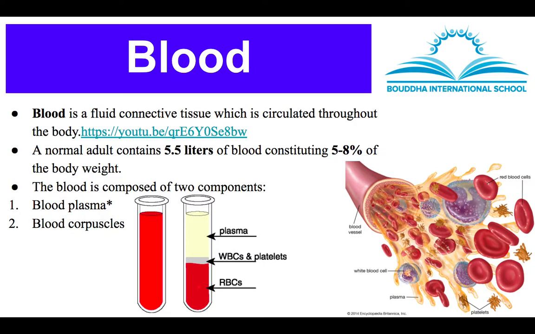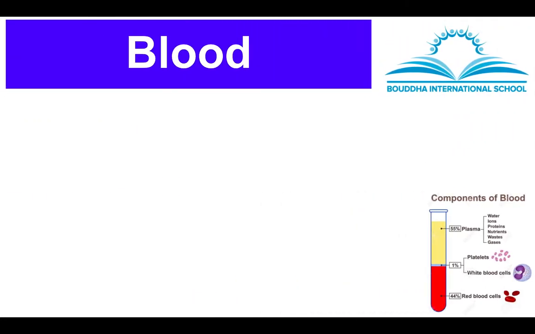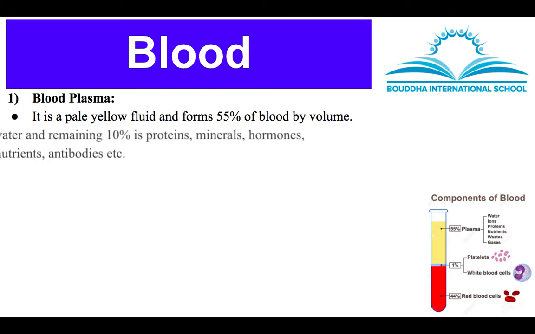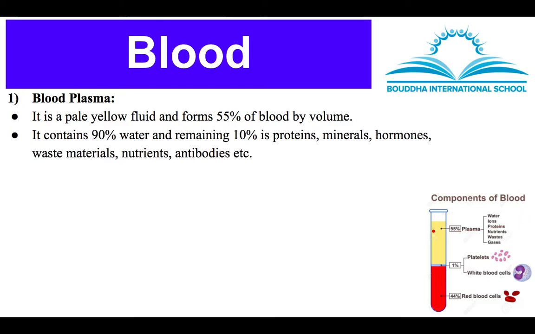Now let us discuss blood plasma. Blood plasma is a yellowish fluid, and as I told you before, it composes 55% of total blood by volume. If you look at plasma only, it is almost water. 90% of plasma is made of water, and the remaining 10% is protein. It contains protein, minerals, hormones, waste materials, nutrients, antibodies, etc.